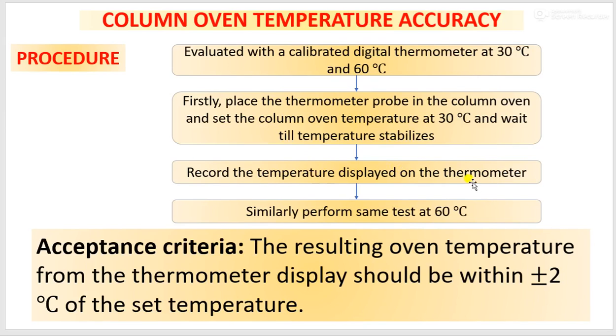Means what you have to do? You have to set the temperature of the column oven at 30 degree, place the thermometer, and once the temperature is stabilized, record the temperature on the thermometer. Similarly, you can perform it for 60 degree centigrade temperature. The acceptance criteria is that the resulting oven temperature from the thermometer display should be within plus or minus 2 degrees centigrade of the set temperature.